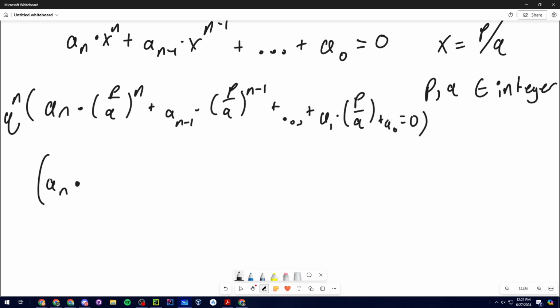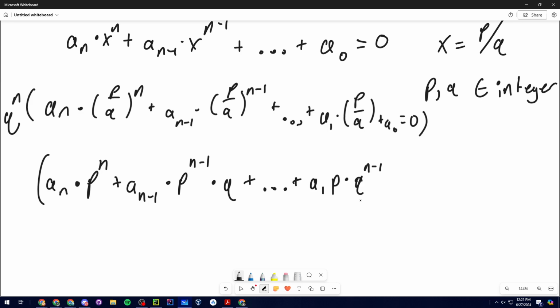Right, so now when we do that, we get a sub n times p to the n plus a sub n minus 1 times p to the n minus 1 times q, right? Because q to the n over q to the n minus 1 is just q, plus a lot of extra terms that we don't really want to write out, so we're just going to generalize it. Plus a sub 1 times p times q to the n minus 1. Think of why this works, because it's kind of mirroring it. Plus a sub 0 times q to the n, sorry. This parenthesis should be here. But yeah, we have this.